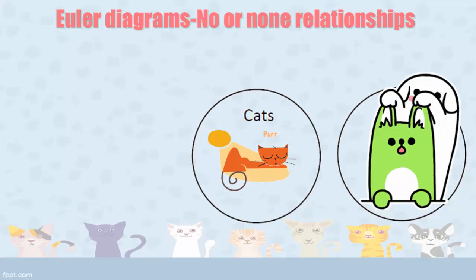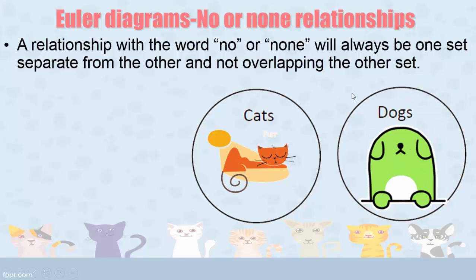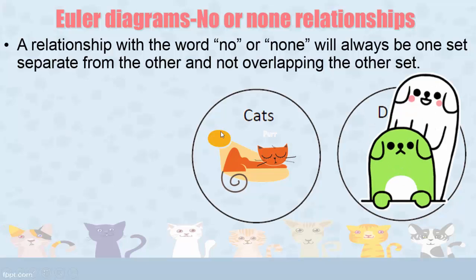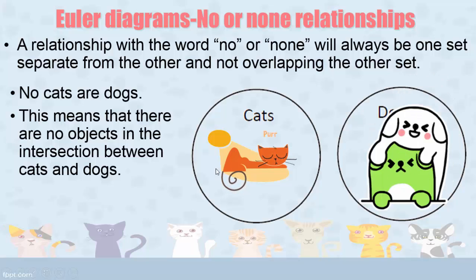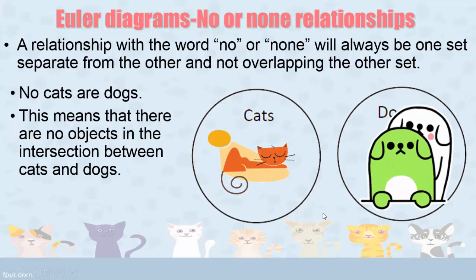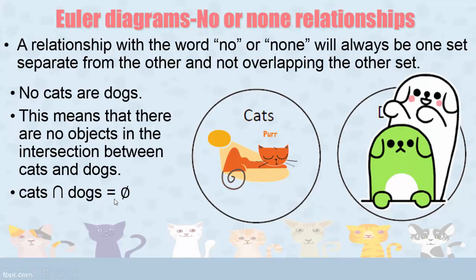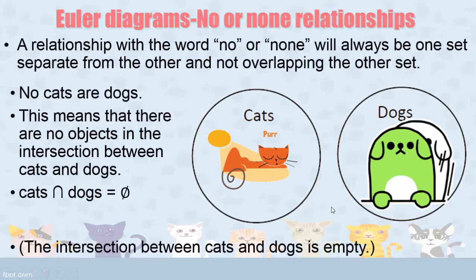So Euler diagrams can also represent no or none relationships. That relationship will always be one set separate from another set, and there's no overlap. So, for example, no cats are dogs. There's no such thing as dats, folks. This means that there are no objects in the intersection between cats and dogs. So the intersection of cats and dogs is the null set, meaning there's nothing here. There's no overlap. So the intersection between cats and dogs is empty.